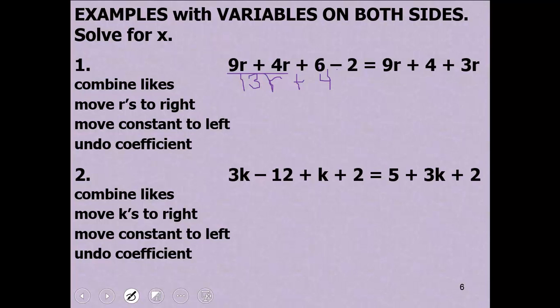13R plus 4 is equal to, all right, do I have more than one R over here? I do. I have 12R. 9 plus 3 is 12, and then I still have that plus 4. That's step 1, combine likes. Okay. Do I have variables on both sides? I do. So I'm going to subtract 12R, and that gives me R plus 4 is equal to 4.